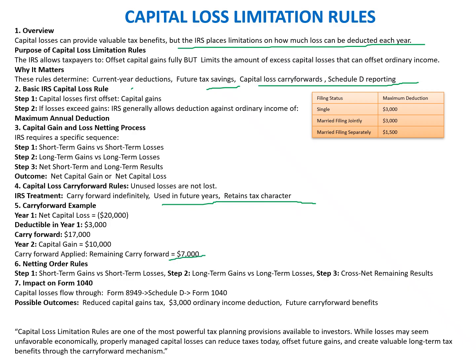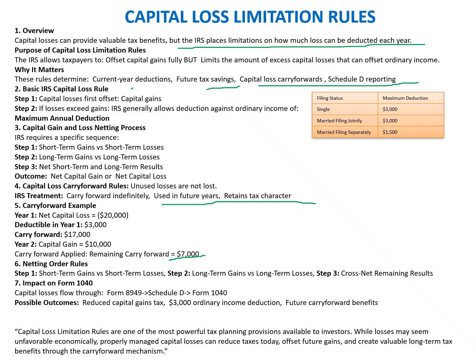So typically we have $20,000 as the net capital loss. The deductible amount in that particular year is $3,000. The carry forward is $17,000. In year two, we have a capital gain of $10,000. So the carry forward of $17,000 is adjusted against the $10,000 gain in the next year, and the remaining $7,000 would be carried forward.